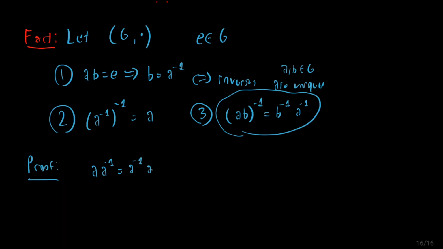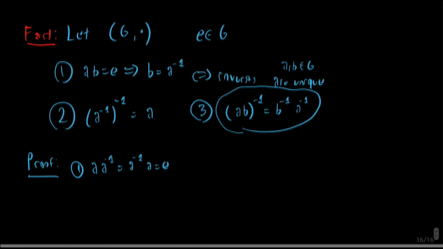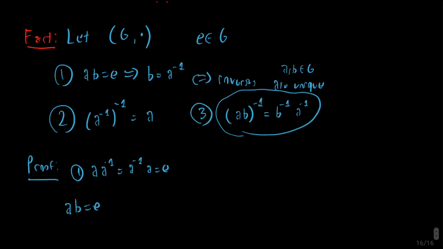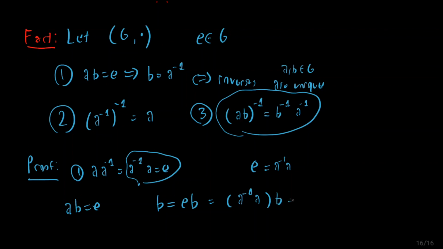Okay, so for the first one, we know that a times a to the minus 1, that is equal to a to the minus 1 times a, is equal to the identity. Now we also have that a times b is equal to the identity. So we now want to find an expression for b. What will it be? Well, by the definition of identity, b is just equal to e times b, where we multiply e on the left. Now e, by this observation here, is just equal to a to the minus 1 times a. So we have that this is a to the minus 1 times a times b. But now, by the associativity of the product in a group, we can say that this is equal to a to the minus 1 times (a times b). But a times b is precisely the identity. And what we have now is, by the definition of identity in a group, that this is all equal to a to the minus 1.